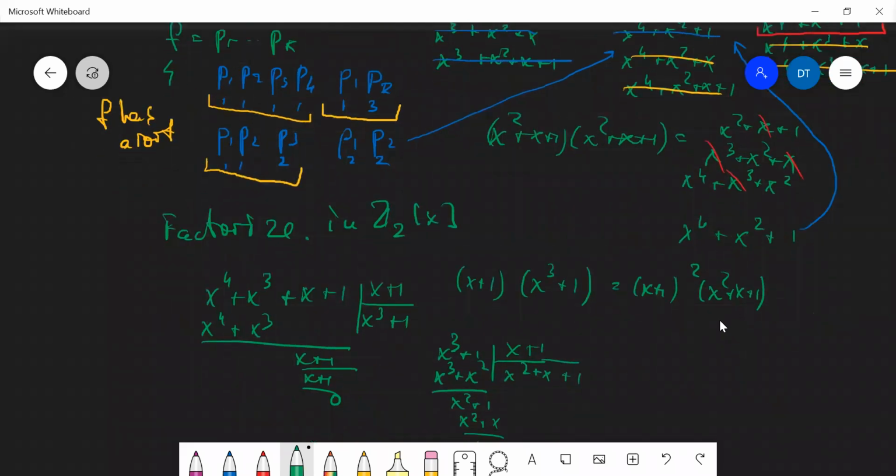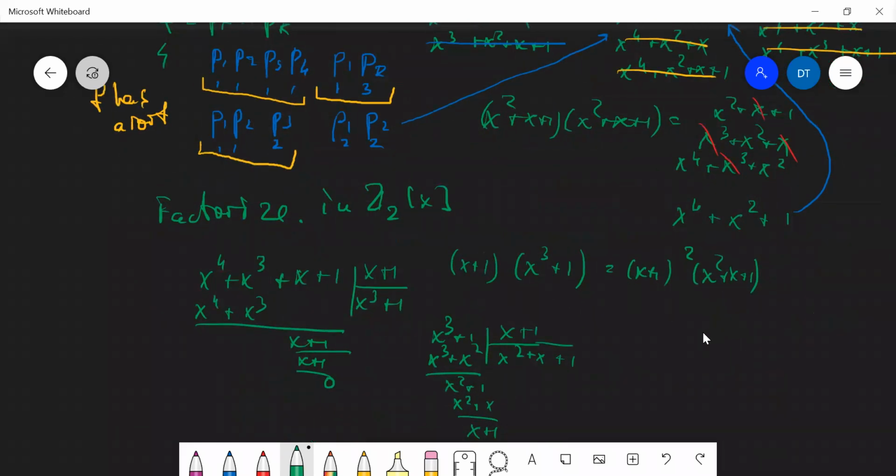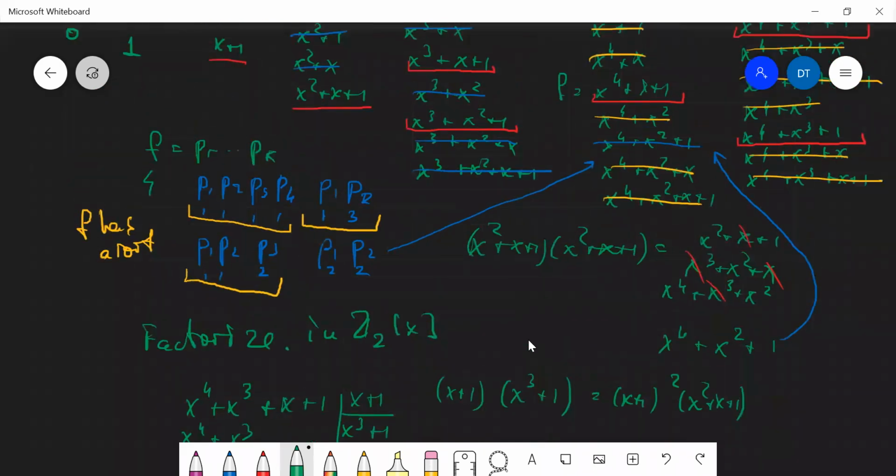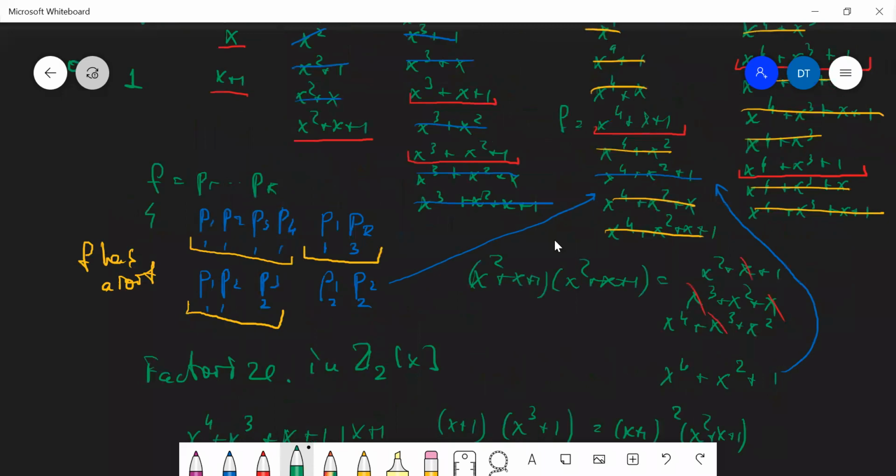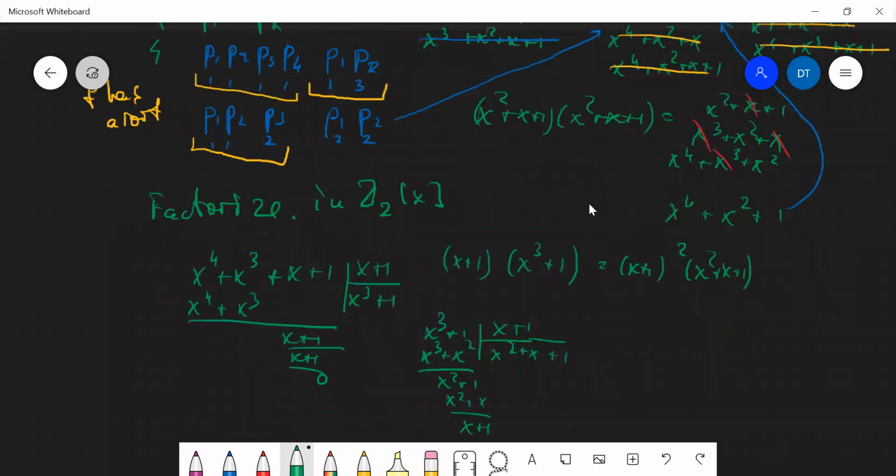I have a question. In this case, we already know that x plus 1, x equal to 1 is a root. But if we don't know any roots or any irreducible polynomial, what should I do? Well, you have to find all the irreducible polynomials. That's the only way. Okay.